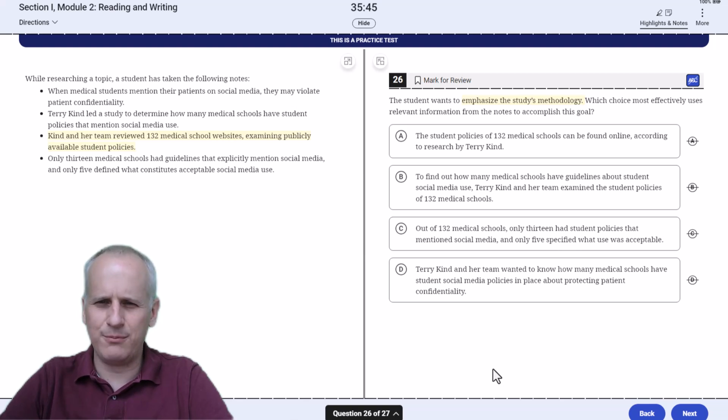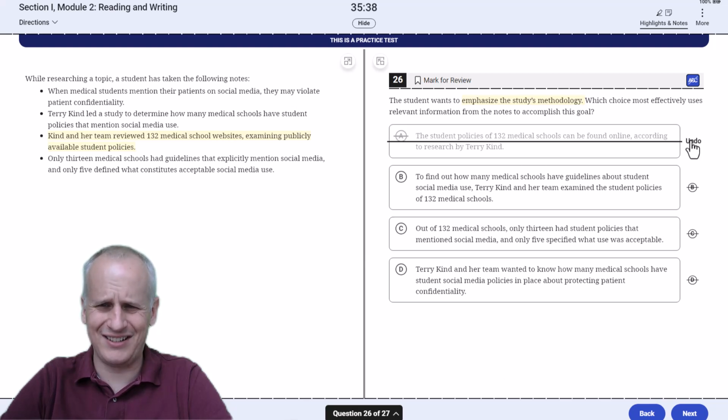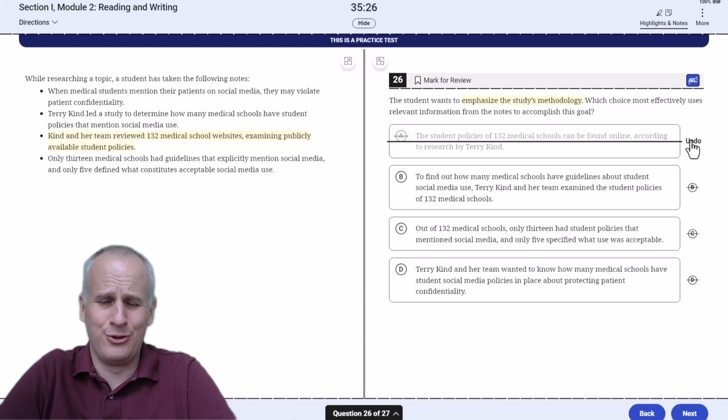Choice A reads, the student policies of 132 medical schools can be found online according to the research by Terry Kind. Well, this actually is just a misinterpretation of the information. It says they reviewed 132 medical school websites, not that there's only 132 online. So A is actually just not true even, and it's certainly not about the methodology anyway.